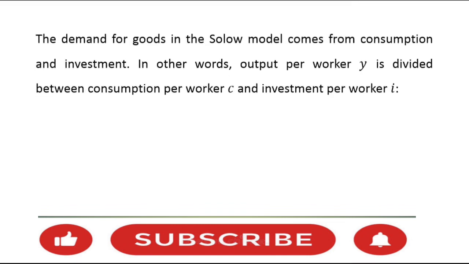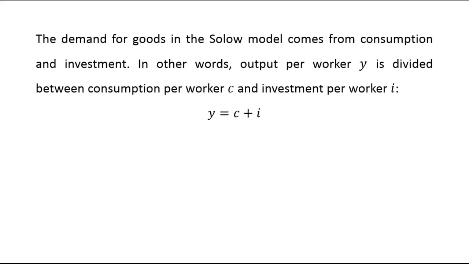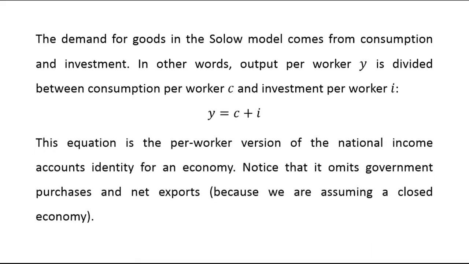The demand for goods in the Solow model comes from consumption and investment. In other words, output per worker, denoted by y, is divided between consumption per worker and investment per worker. We can write this equation y equals c plus i. This equation is the per worker version of the national income accounts identity for an economy. Notice that it omits government purchases and net exports because we are assuming a closed economy.